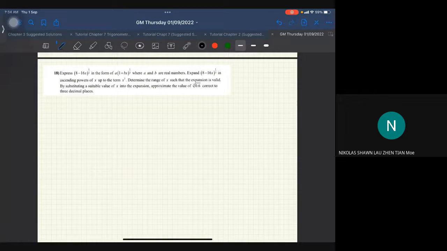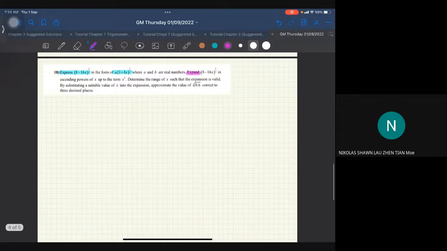Okay, so number 18, let's read the question one by one first. So express 8 minus 16x power of 1/3 in the form of blah blah blah. So dia minta kita express di dalam bentuk general. Okay, in the form of this one, general form dulu. Okay, and then you need to expand. So the second part is expand up to the term x cubed. Up to the term x cubed.